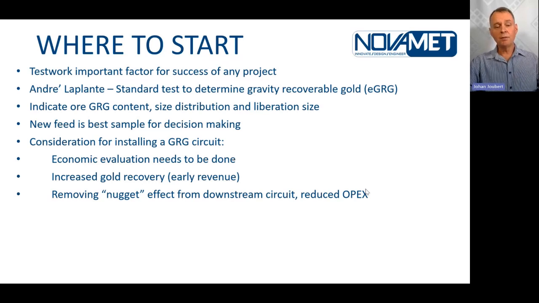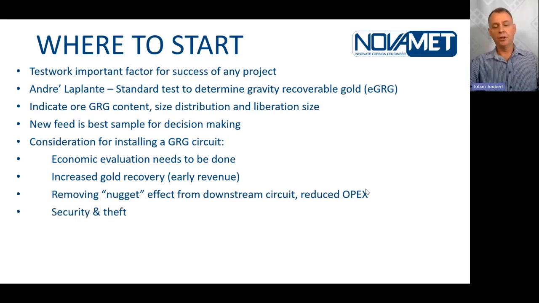But what is a nice thing, all this fine gold that we always lose from the circuit now also carries a much lower content. So the gold losses from the CIL or CIP circuits become less. On occasion also, there have been some places where they were able to lower their cyanide concentrations in the CILs or the CIPs. But I think we can all agree that when you remove a big piece of gold from the circuit, you will have downstream benefits and especially OPEX benefits.